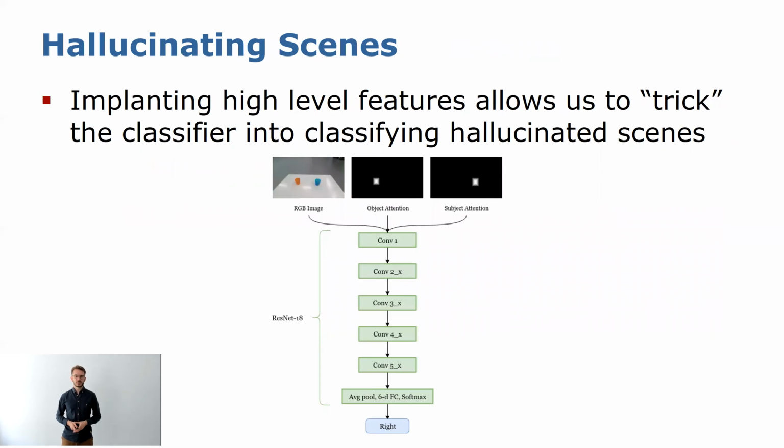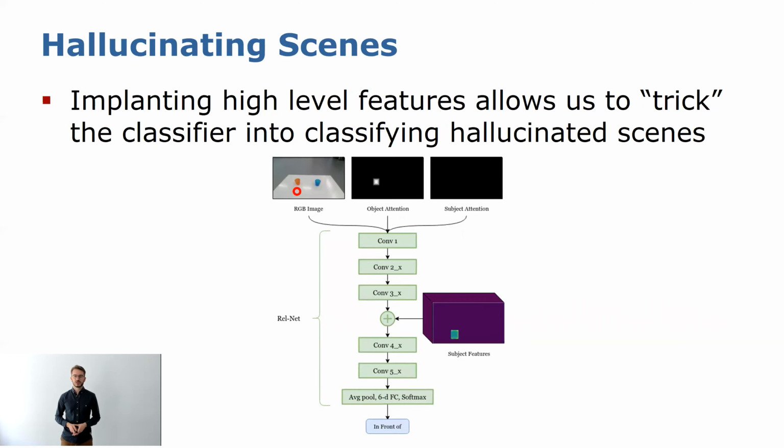To sidestep these issues, we propose implanting high-level features pertaining to an object to trick the classifier into classifying a hallucinated scene. In this case, we could, for example, ask the network what relation an imaginary object placed at the red circle would have with respect to the orange cup. And it would then say that this object would be in front of the orange cup, for example.